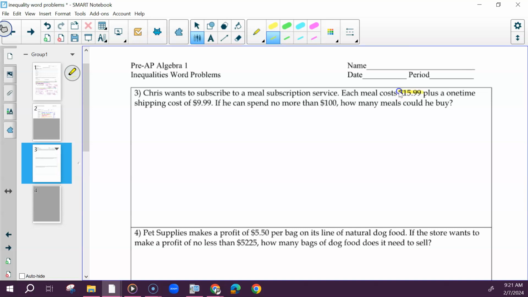$15.99. I'm gonna highlight the words each meal costs. Highlight the words. What else? No more than $100, and we're looking for how many meals do we buy? So let's start with our variable. What do we want to call it? M, short for what? Number of meals.